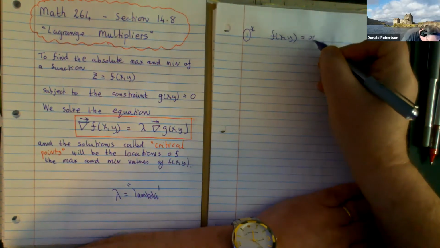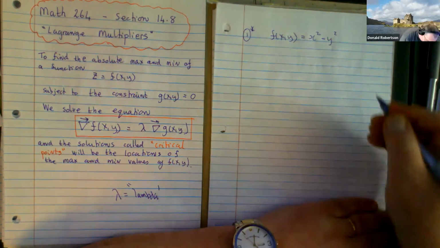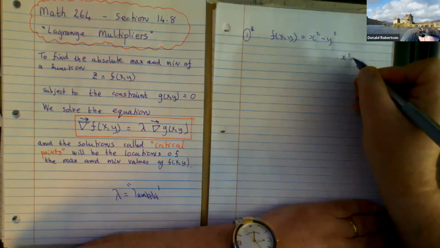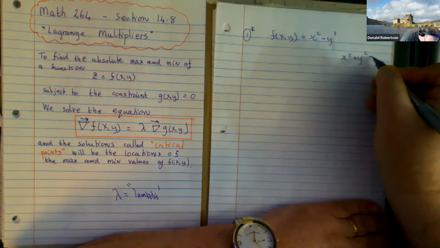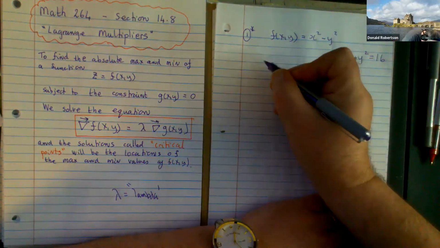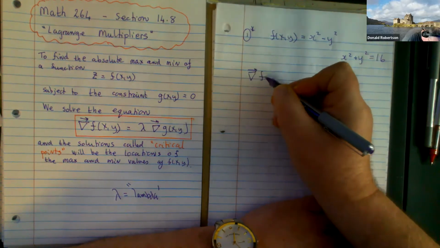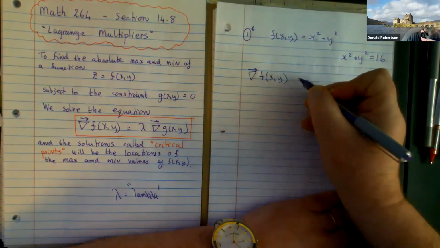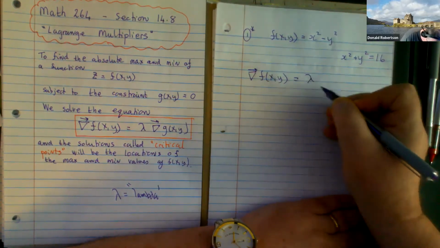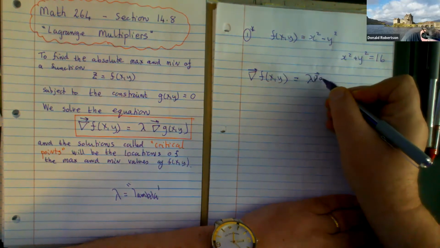So here is a function we want to find the max and min for, absolute max and min. And it's subject to the constraint that x squared plus y squared has to be equal to 16. Okay. Now, the gradient of f has to equal lambda, the gradient of g.